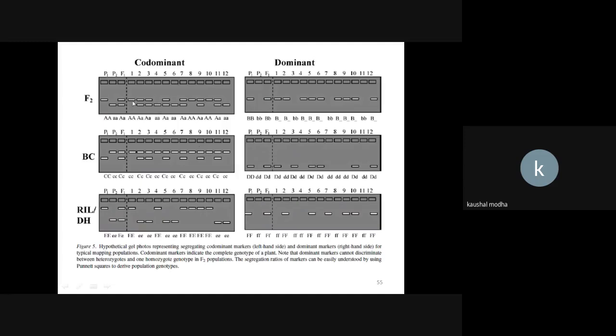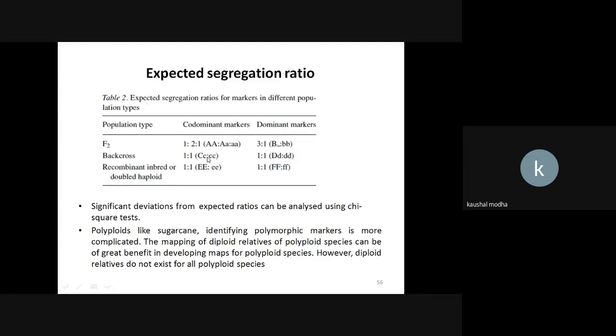So here, 1:2:1. That pattern will show 25% like this, 25% like this, similar to P2, and 50% individuals will show both the alleles after molecular profiling. Backcross will show 1:1 ratio for codominant as well as dominant marker. Recombinant inbred lines and the double haploids, all these populations will also show 1:1 segregation pattern.